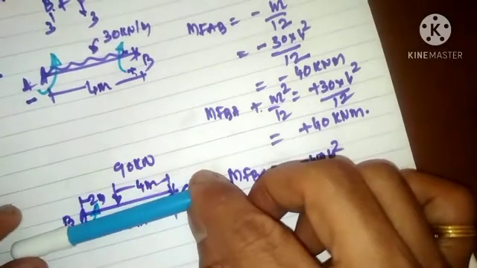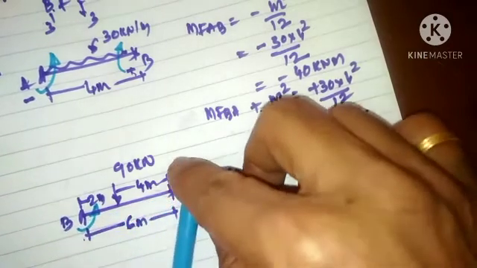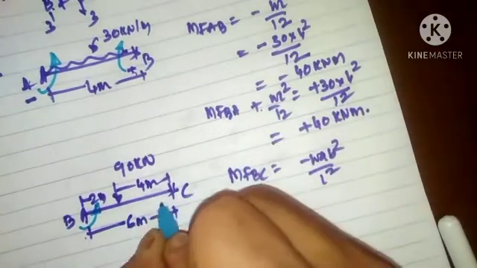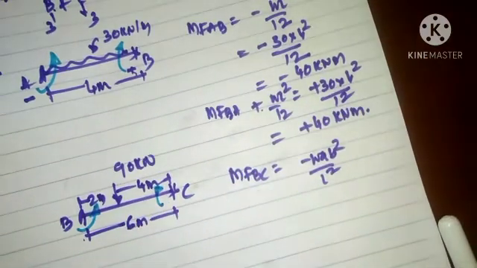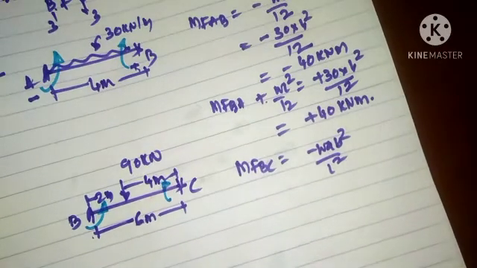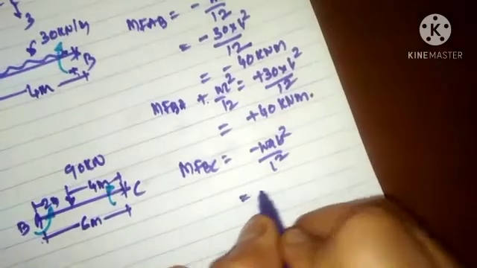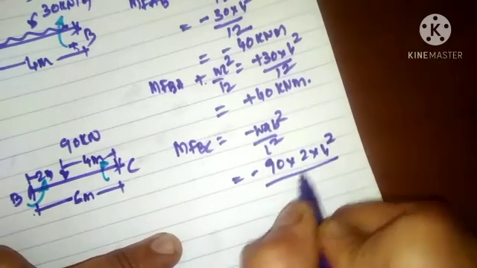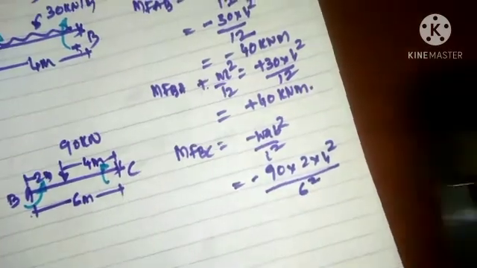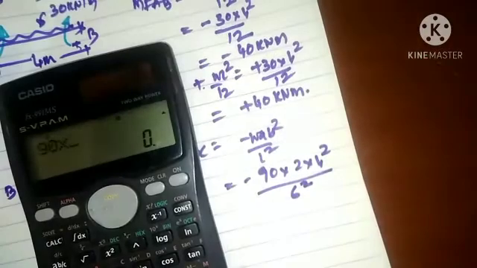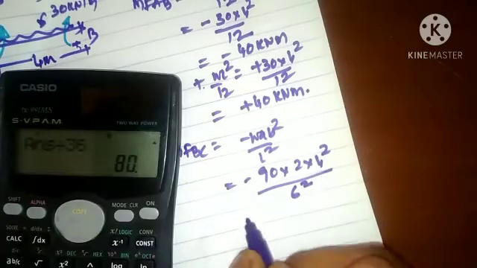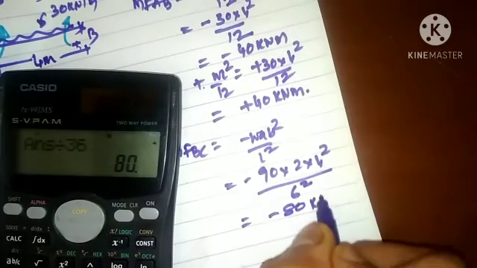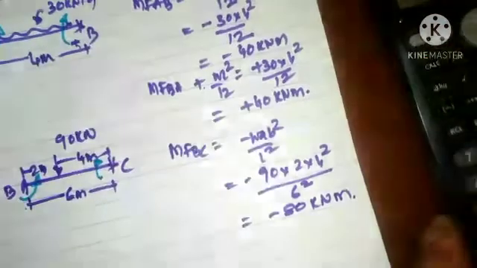Likewise, if we consider C to B, again the point load will try to rotate in anti-clockwise direction, whereas C will offer a resistance force in clockwise direction. For that reason, it has been classified as minus here. So minus of 90 into 2 into 4 square divided by 6 square. This value will come as 90 into 2 into 16, since 4 square is 16, divided by 6 square, which is 36, which comes as minus 80. So this is minus 80 kilonewton meter.